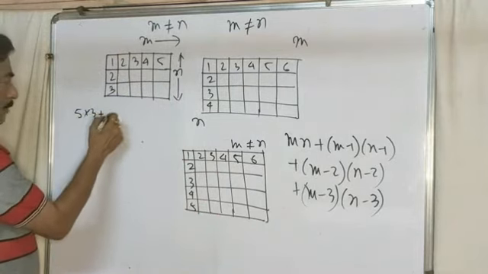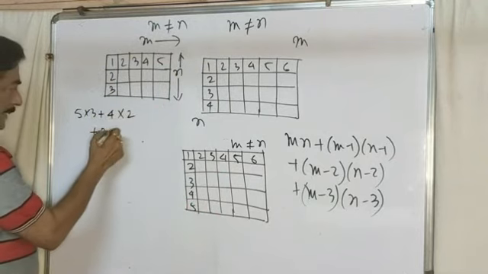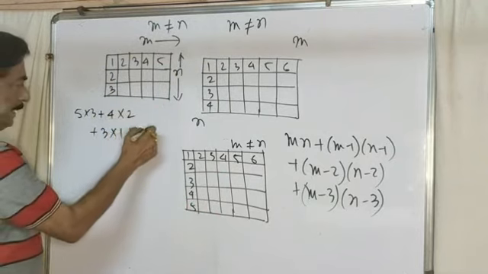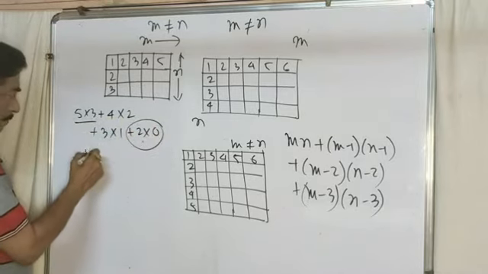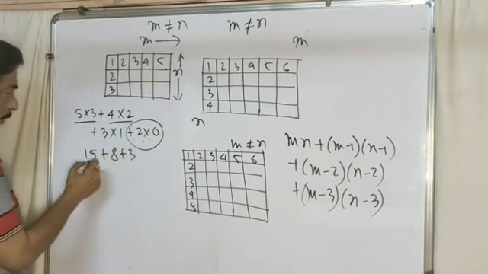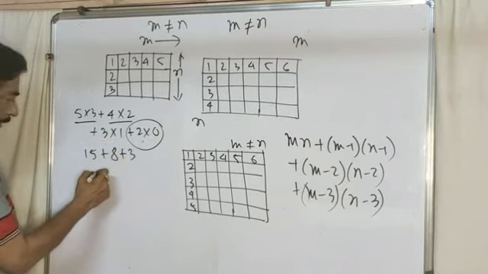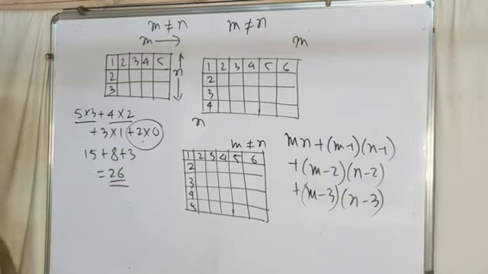Same case. 5 minus 1 is 4, 4 into 2. 4 minus 1 is 3, 3 into 1. Then 2 into 0, I cannot consider this thing. So 3 fives are 15, 4 twos are 8, and 3. So 15 plus 8 plus 3, 26 number of squares inside the figure.